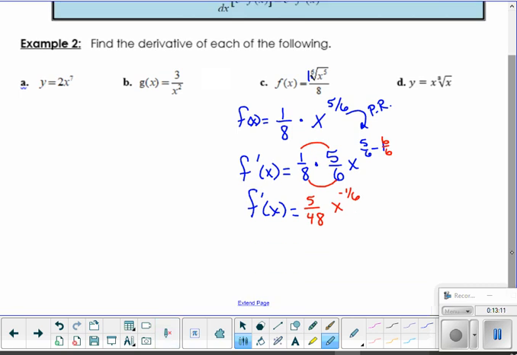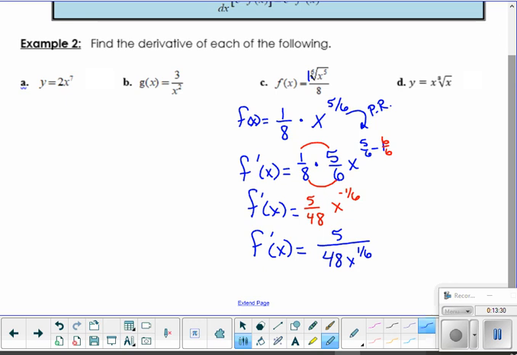And finally, let's format that into a pretty sense. We'd have f prime of x equals 5 over 48 x to the negative 1/6. You could write it as a radical if you prefer.